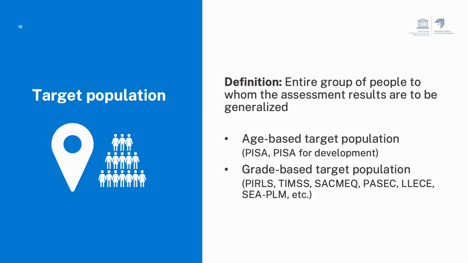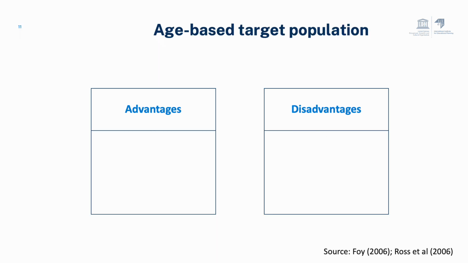Most of the other cross-national assessments, such as PIRLS, TIMSS, SACMEQ, PASEC, and LLECE, use the grade-based target population definition, which focuses on a specific grade or set of grades, regardless of the age. There are some advantages in the age-based target population. It could provide simplicity and straightforward interpretation about what the students know and what they can do by the time they reach a certain age.